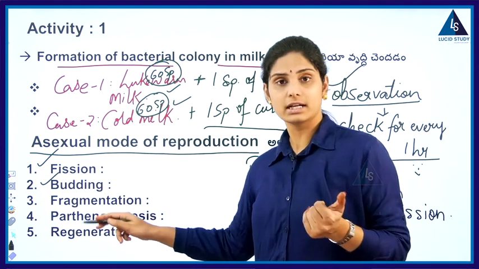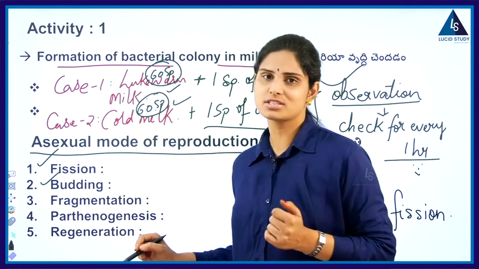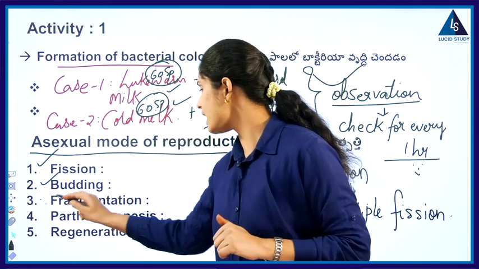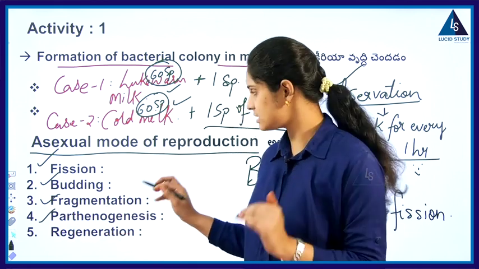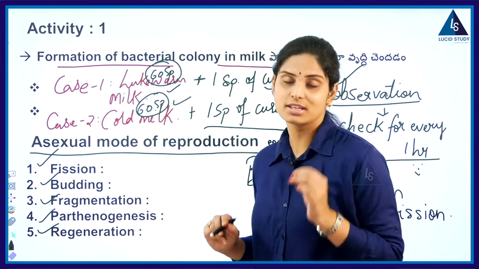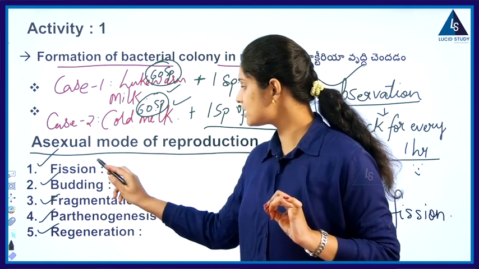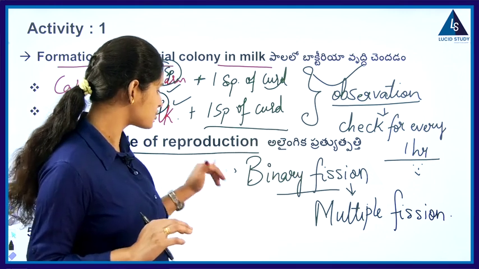Then we have budding. Yes, remember in 9th grade and 8th grade we learned about Hydra. Exactly, we'll learn that once again. Then fragmentation, then parthenogenesis, another type of asexual reproduction, and regeneration. This is also a type of asexual reproduction. So first, talking about fission, we are talking about binary fission.